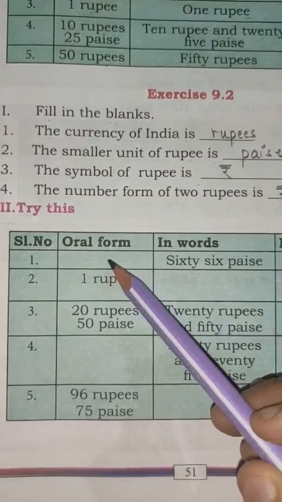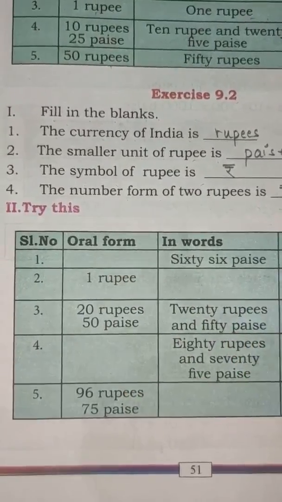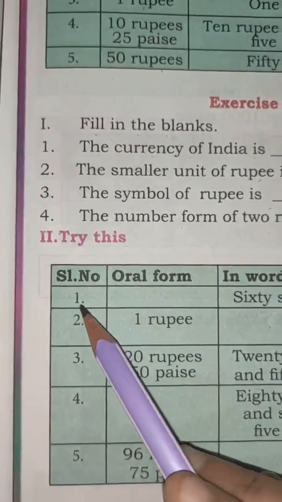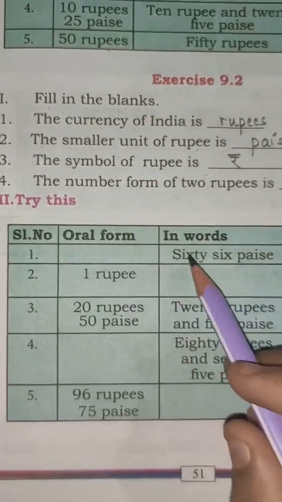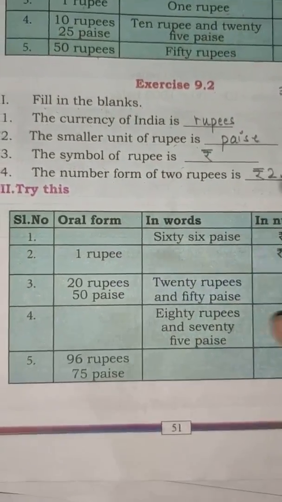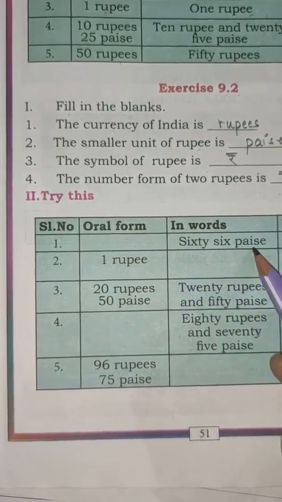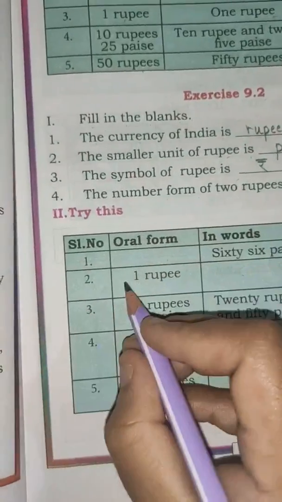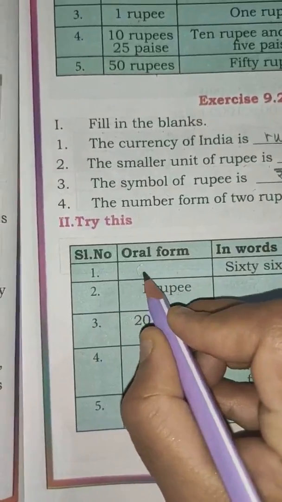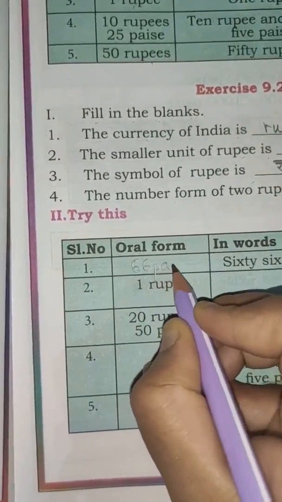Okay, next one here. So here they have given blanks. You have to fill all these blanks. Okay. So first do this first one. So oral form, here we have in words, then in numbers. First one, here is a blank. You have to fill it. 66 paise. So we'll write 66 paise.